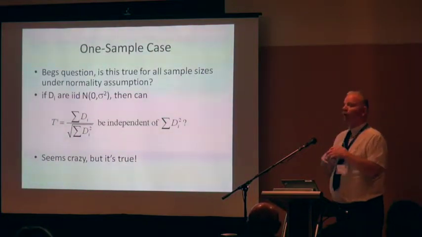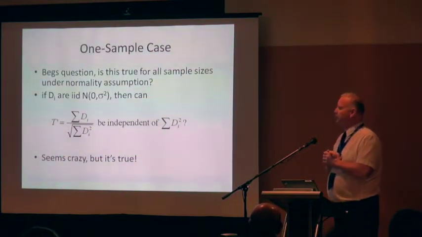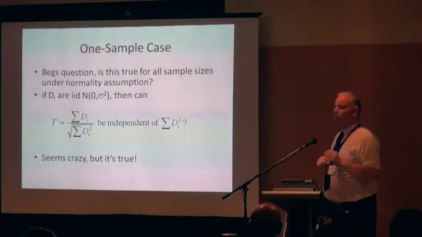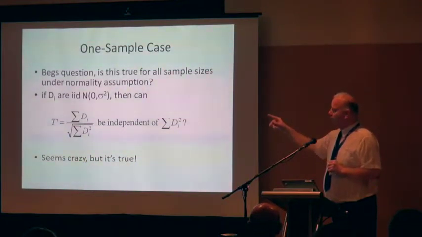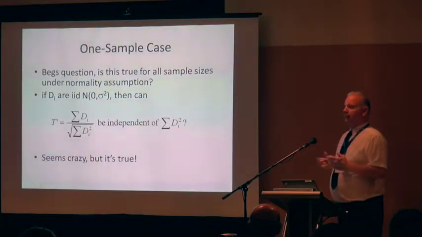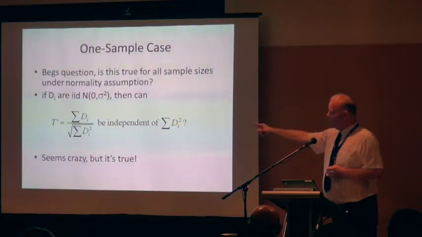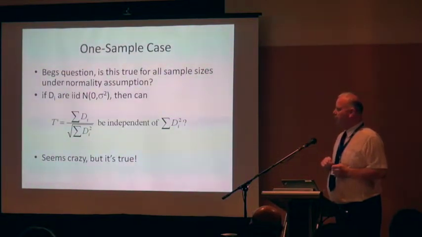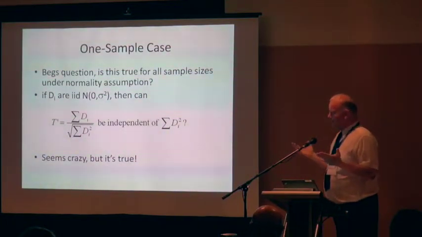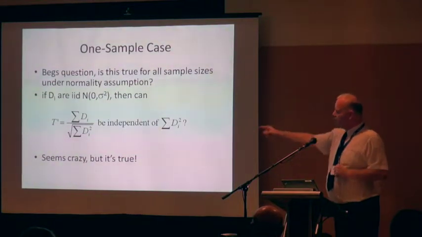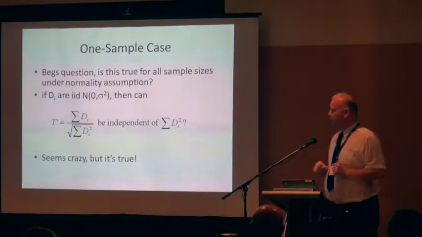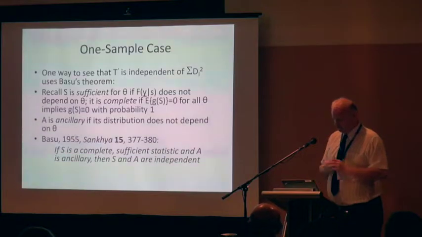And that begs the question, is this true for all sample sizes if you make a normality assumption? So the question then is, if the differences are IID, and we're willing to assume that they're normal with mean zero under the null hypothesis, mean zero and variance sigma squared, can it be possible that the sum of the d's divided by the square root of the sum of the di squared, can that really be independent of the sum of the di squareds? And you look at that and you say, that's nuts. How could it be independent? Look, it's got the sum of the di squareds right there in the denominator. Can't be independent of the sum of the di squared, but actually it is independent.